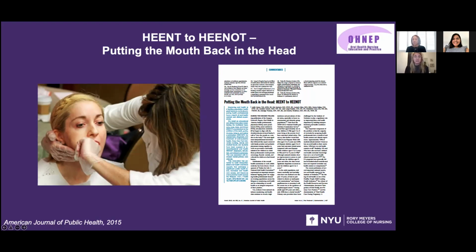So that's been a really significant move for us for bringing the mouth back into the head in terms of moving the HEENT exam, the head, ears, eyes, nose, and throat exam, to the HeNT exam. The HeNT method continues to be used as a standard of care in primary care settings and acute care settings. And with this article, the most important takeaway is that with the HeNT exam, you cannot forget to include the mouth in the standard head and neck exam.